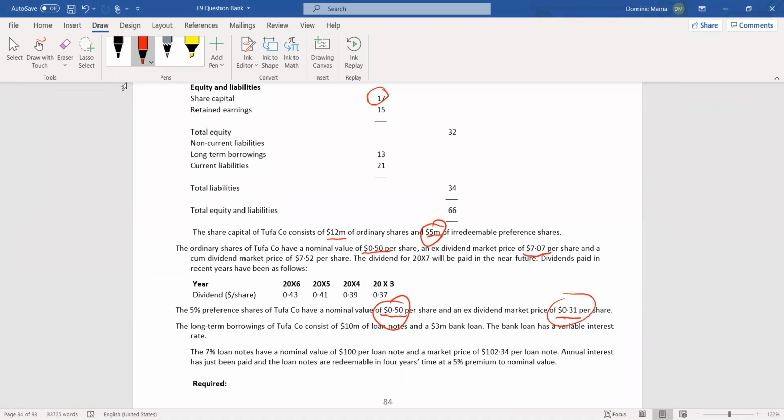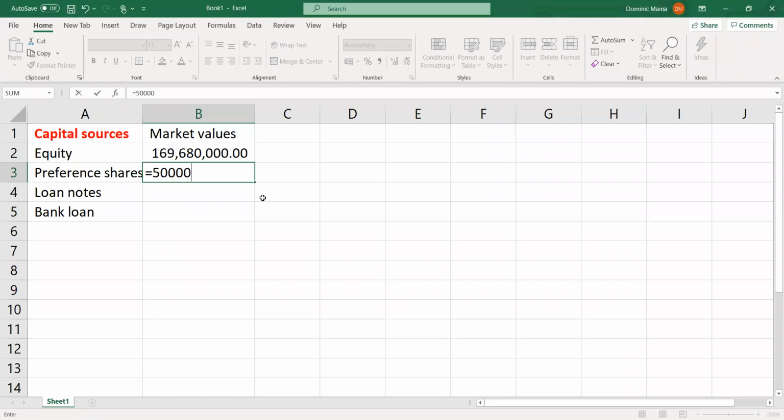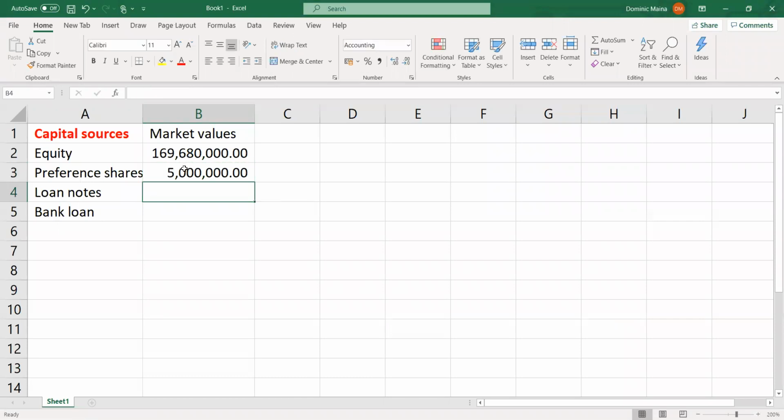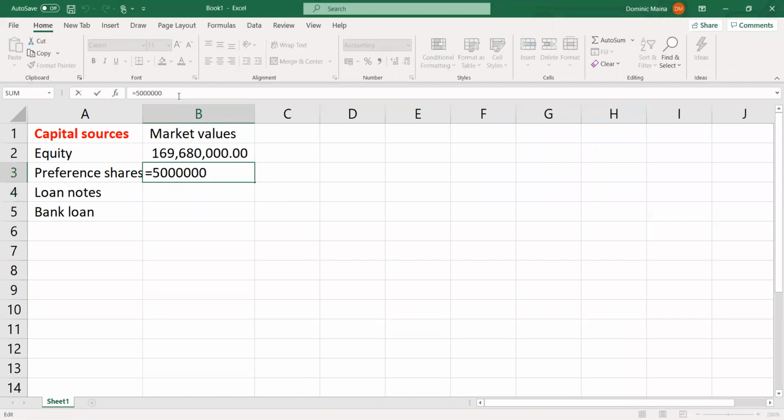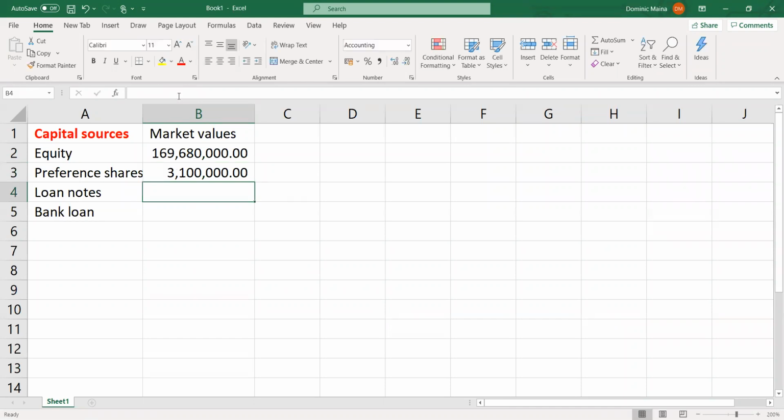Fair enough, we can do that. So 5 million divided by 0.5 times the market value 0.31. That gives therefore the total market value for the preference shares.